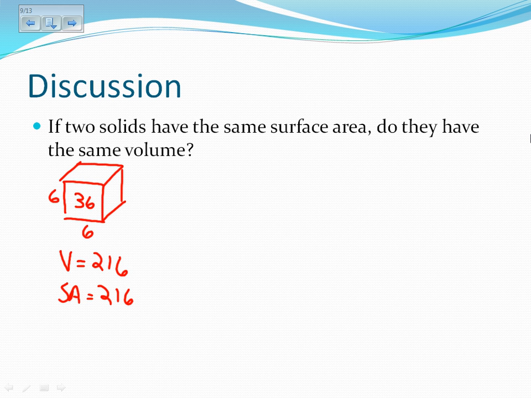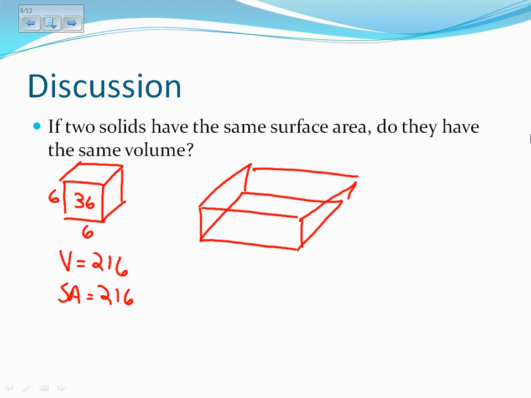Wouldn't it have 2 surface area? It would not. You said what were your numbers? 2, 3, and 36. Nope. That would not be the same. So let's see if we can come up with one. We know it's going to be a prism.